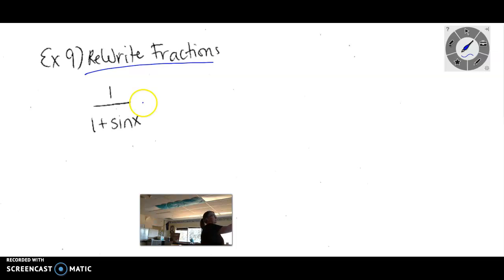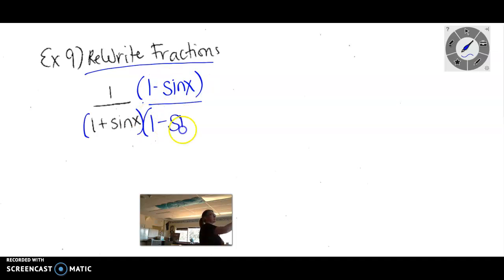So here's what, first time you see this, you're going to be like, why are you doing that? Again, you'll see it down the road. What I'm going to do is multiply the top and the bottom. Remember, when you are rationalizing, or not rationalizing, but rewriting complex numbers, we multiply by the complex conjugate. It's kind of the same idea. You've got 1 plus sine of x. I'm going to multiply by 1 minus sine of x on the top and on the bottom.